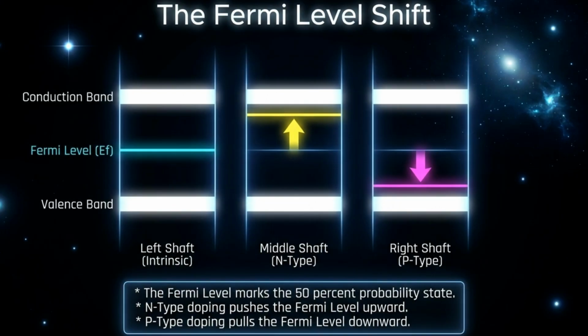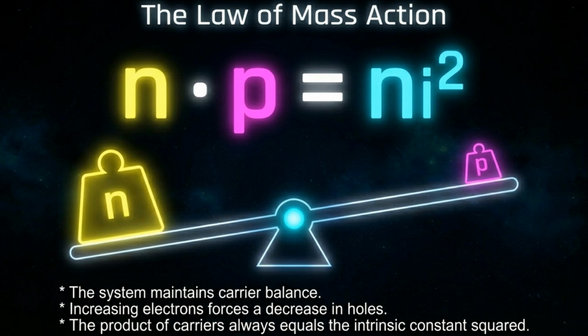The Fermi level marks the 50% probability state. N-type doping pushes the Fermi level upward towards the conduction band, and P-type doping pulls it downward toward the valence band. The law of mass action states that the system maintains carrier balance. The product of electron concentration, N, and hole concentration, P, always equals the intrinsic constant squared, Ni squared.